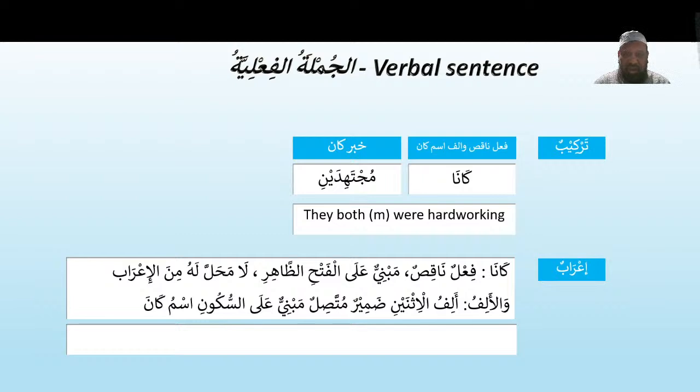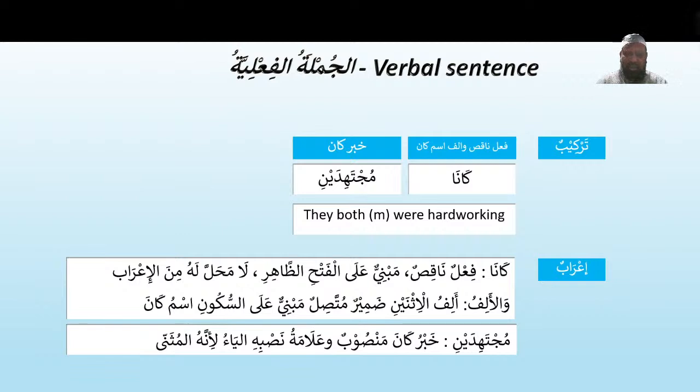And the مجتهدين, remember the كان does عمل خبر, it takes into منصوب case. So مجتهدين خبر كان منصوب وعلامة نصبه الياء لأنه مثنى.